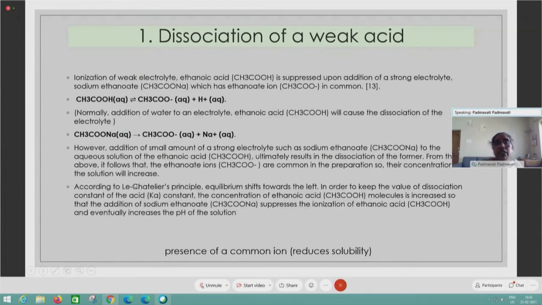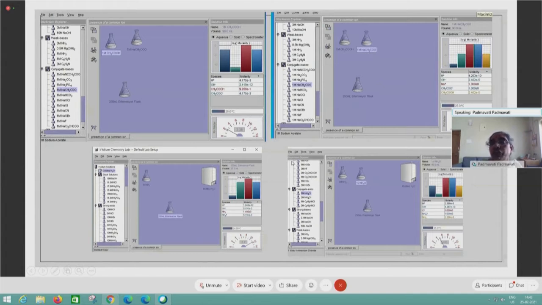So this is an example related to the addition of a base, and about an acid. You add a strong salt to acetic acid and you add ammonium chloride to ammonia. Okay, and then see what happens using this lab. It is as good as your lab experiment that you do in the laboratory offline.